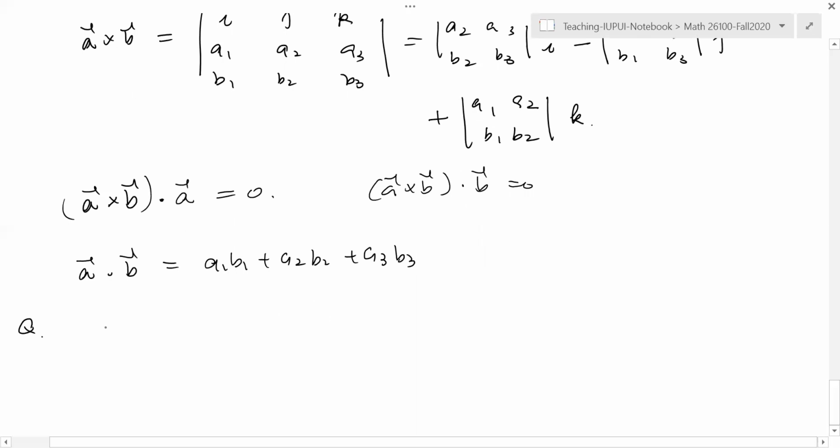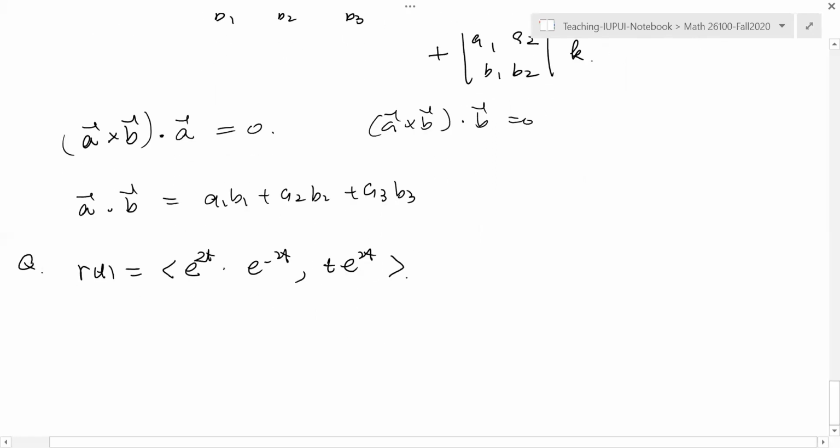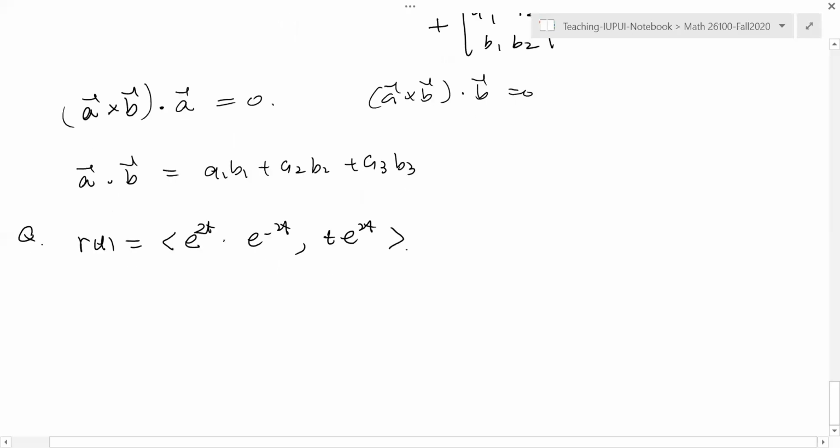We are given a vector equation for a curve: e to the 2t, e to the negative 2t, t e to the 2t. What I'm trying to do is find out, and we can also find this.